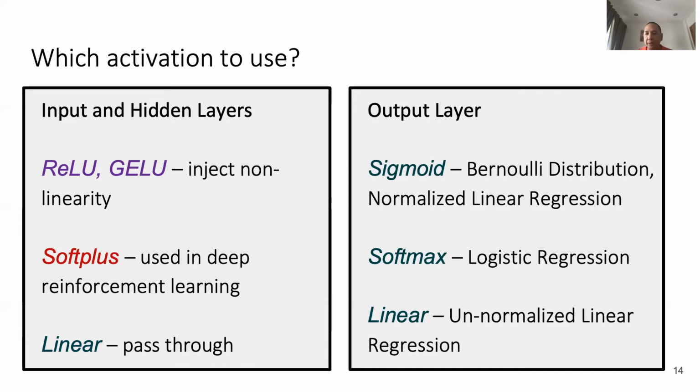For the output layer, it depends on the nature of prediction. Sigmoid is used for binary classifiers or normalized linear regression. Softmax is used for classification. Linear or pass-through is used for unnormalized linear regression.